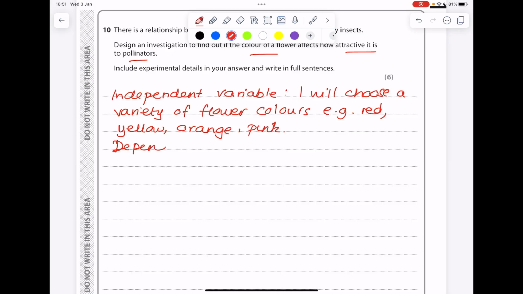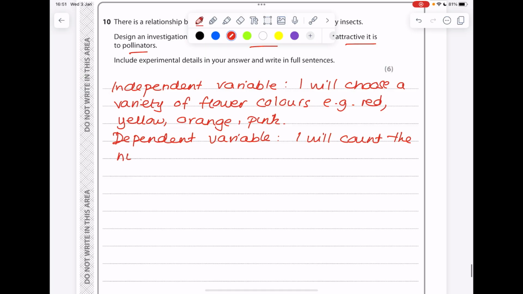What about our dependent variables? So what are we measuring? Be really specific here. I will count the number of bees, because they're good insect pollinators, attracted to each colour of flower.